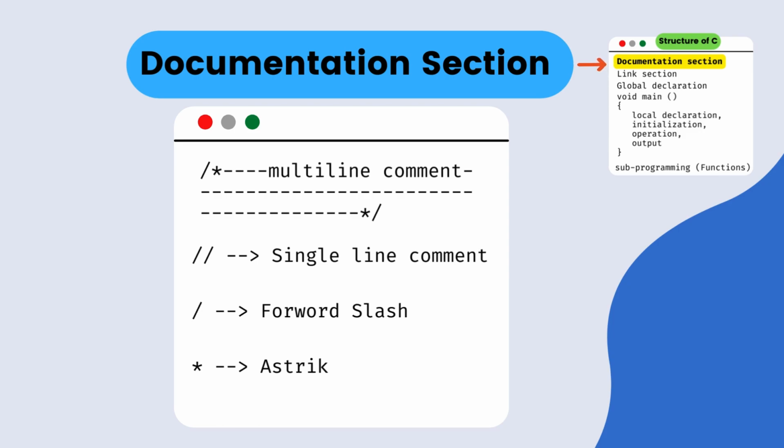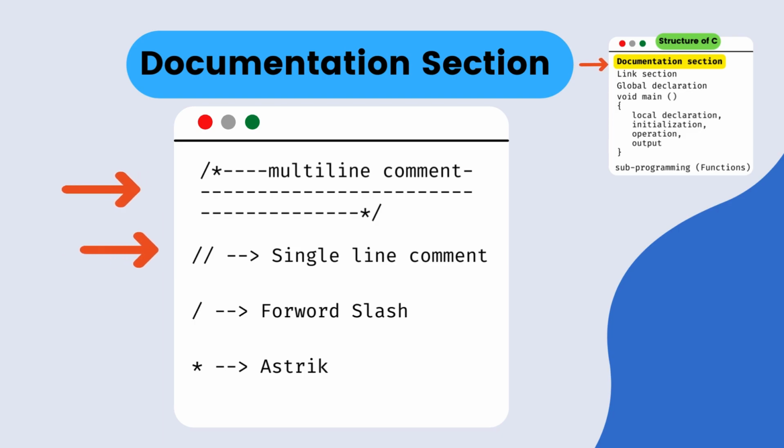Comments can be given in two ways. The first one is in this format: the symbol slash and the symbol asterisk. The second one is double slash. The first kind of comment section is used to write multiple-line comments. The second kind is used to provide single-line comments.